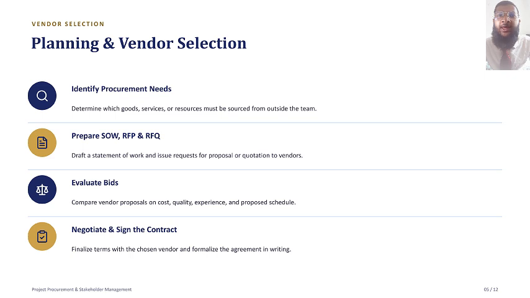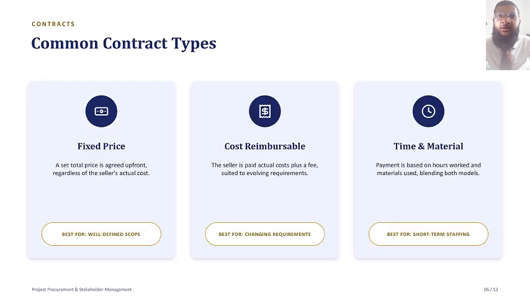Planning and vendor selection. Before selecting a vendor, four steps matter. First, identify procurement needs. What must be sourced externally? Second, prepare a statement of work along with an RFP or RFQ. Third, evaluate bids by comparing cost, quality, experience, and schedule. Finally, negotiate terms with the chosen vendor and sign the contract.